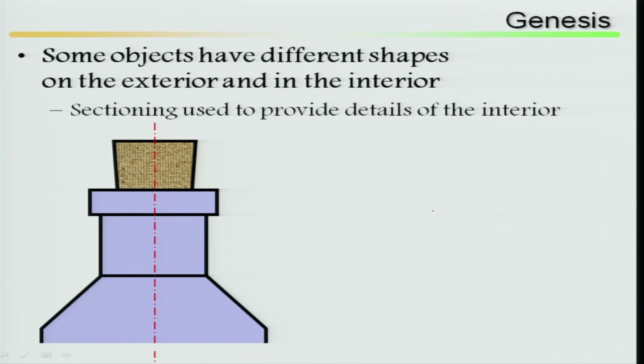That means two different objects. Here the object is different material wise, here the object is different. Sectioning is used to provide details of the interior, that is our first principle. We should cut it, we should know what is there exactly inside.